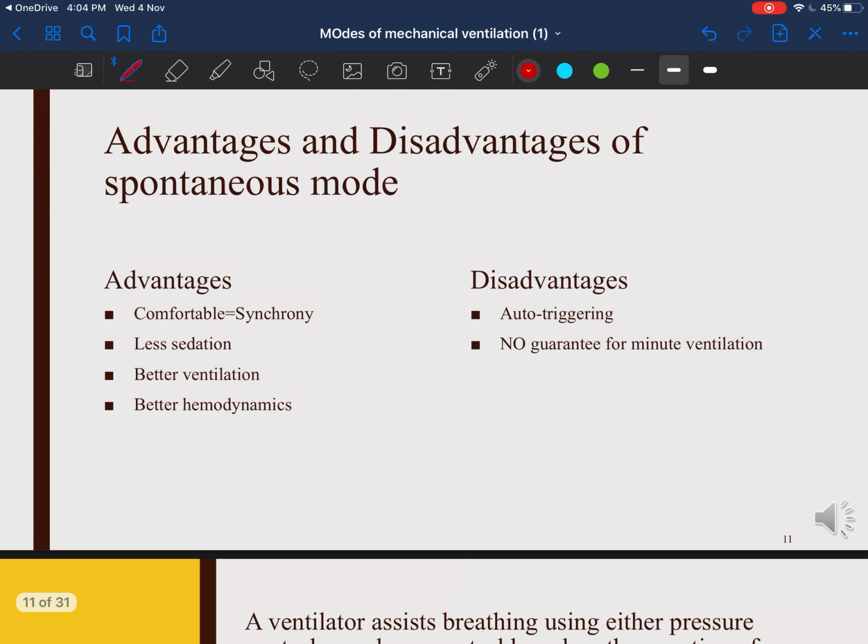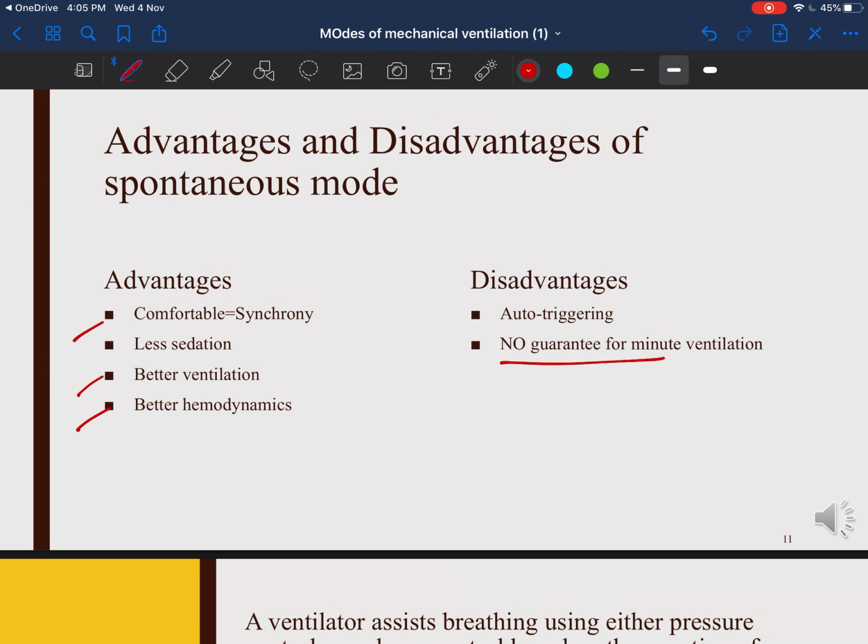Is spontaneous mode that good? So, do we go for spontaneous mode for all patients? It is again not so. See, even though it is comfortable, and it has better ventilation and hemodynamics, you do not have a guarantee for minute ventilation. Okay, so minute ventilation is not that well controlled by you.